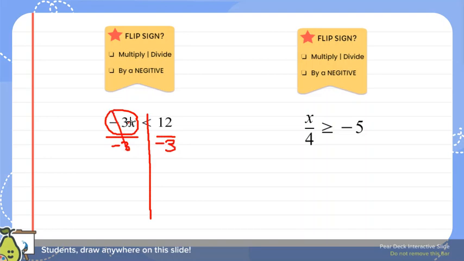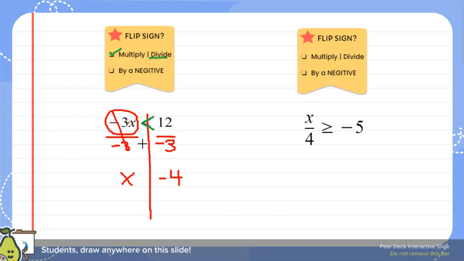Cancel this out and I bring it down. X, 12 divided by negative 3 is negative 4. However, now when we bring down our sign, we need to do a quick check. We need to check if we flip the sign. Our sign is less than. We flip the sign if, in order to solve, the inverse operation was a multiplication or division. Here, we divided. Okay, so since we divided, we do have to flip the sign.